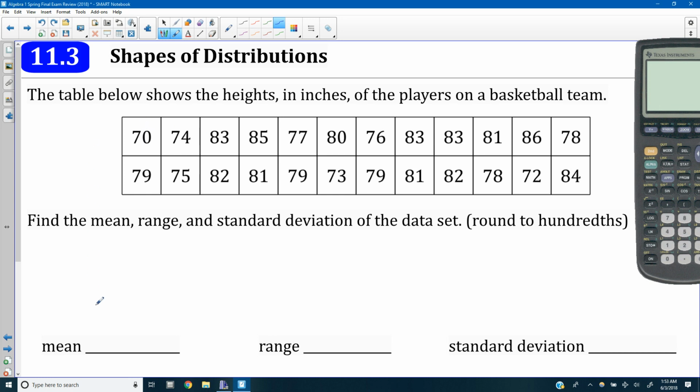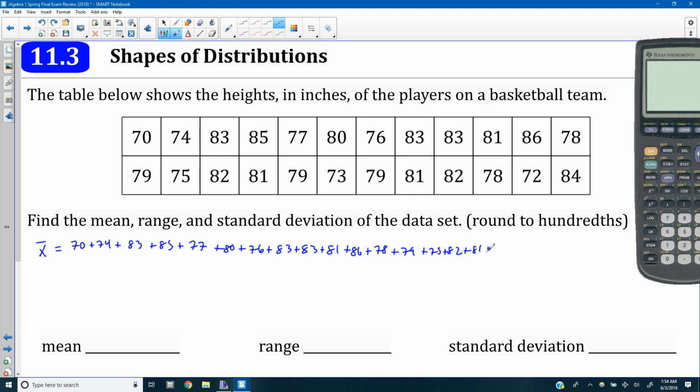Okay, so the mean is going to be adding all these things up. Now, I don't need to find the median or anything, so I'm not going to put them in order. Here we go. 70 plus 74 plus 83 plus 85 plus 77 plus 80 plus 76. Sorry, this is going to take a while. This is exactly how this thing goes. Feel free to fast forward this as I'm writing this. I'm probably going to run out of room on this addition.